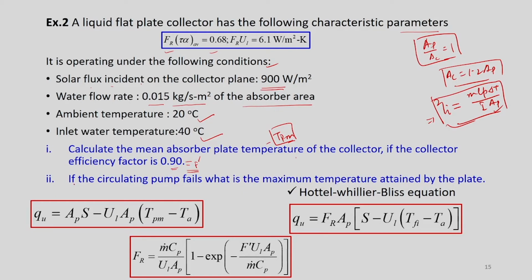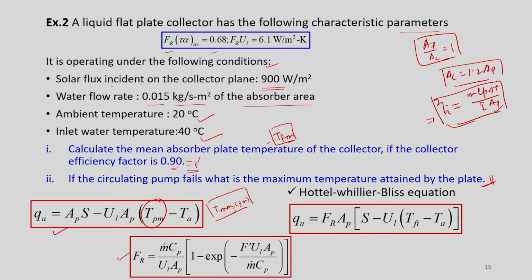And the second question: if the circulating pump fails, what is the maximum temperature attained by the plate? It may so happen that the temperature rise is very high, and under that condition your material may be damaged. For that condition we need to find out what the maximum temperature will be if the circulation pump is not working. So, we can use this expression for calculation of the different parameters. We need to calculate TPM, and then the maximum temperature, Tmax PM, also.